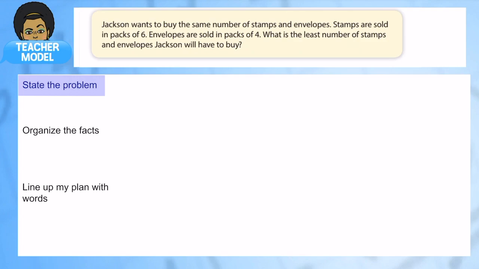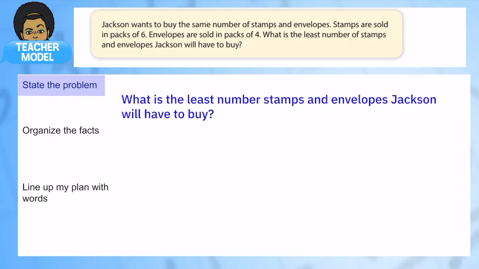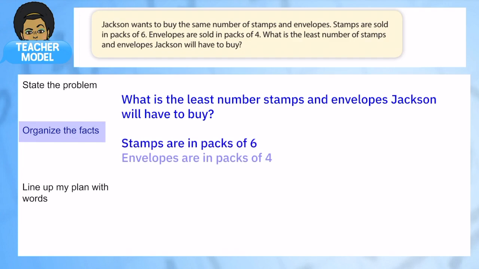So this is pretty easy. What are they asking us? What's the least amount of stamps and envelopes he has to buy? And that's like if you go into Costco, you know how you have everything in bulk, but things come in different numbers. It's kind of like that, where he has to pick up packs of both, but he wants to make sure he has the same number of both. So what are our facts? We know stamps come in packs of 6, envelopes in packs of 4, and we want to buy the same number of both. So here's my plan.